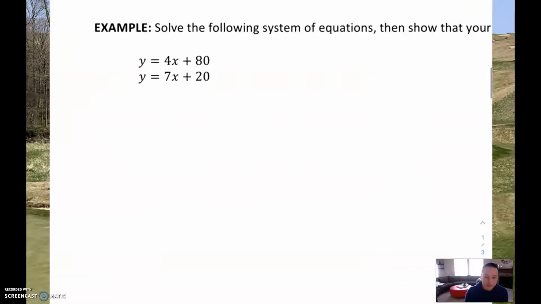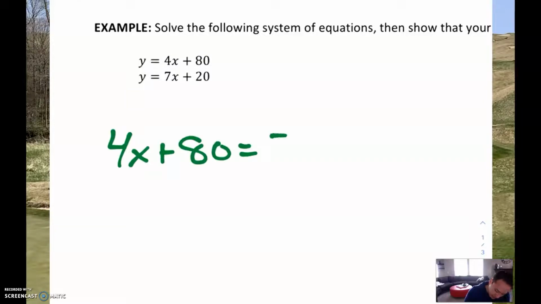First example says solve the following system of equations and then show that your answer is the same. Let's relate this back to money. This y is like your dollar bill, and it's equal to this mess of change, that gobbledygook. And this dollar bill is equal to this mess of change, that gobbledygook. What we realized just previously was this amount of change and this amount of change, they were the exact same, so we can set them equal to each other. And we end up with 4x plus 80 is equal to 7x plus 20.